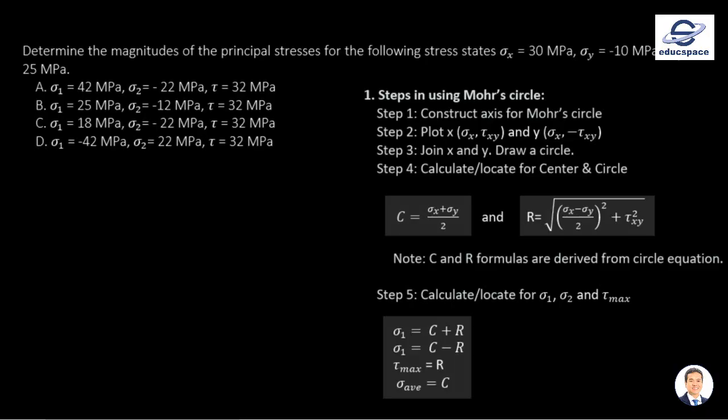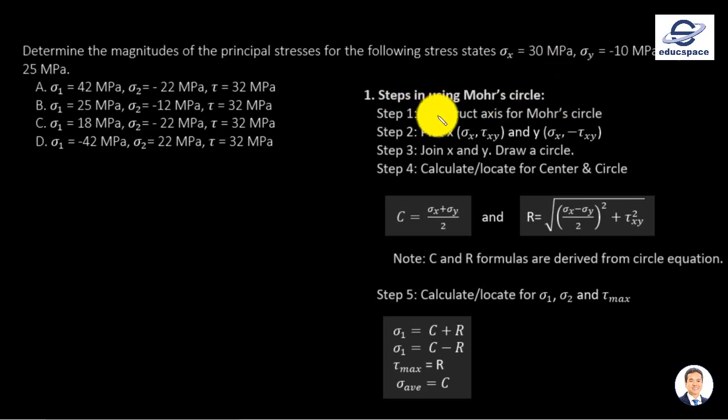Alright, determine the magnitudes of the principal stresses for the following state stress. That is, the stress element on the x-axis equivalent to 30 megapascal and the stress element on the y-axis is equivalent to negative 10 megapascal and the shear stress is given equivalent to 25 megapascal. So, we can solve this problem using the Mohr circle again.